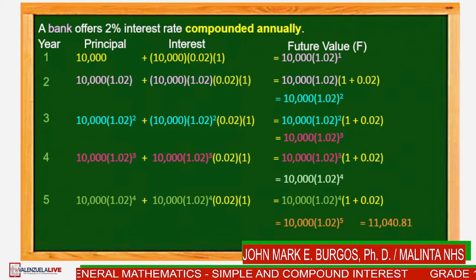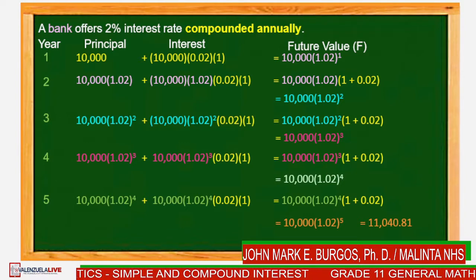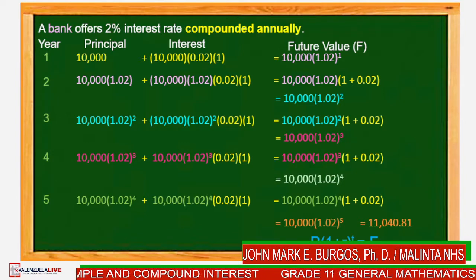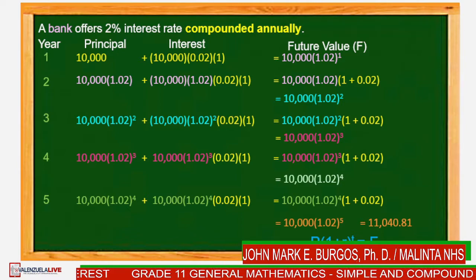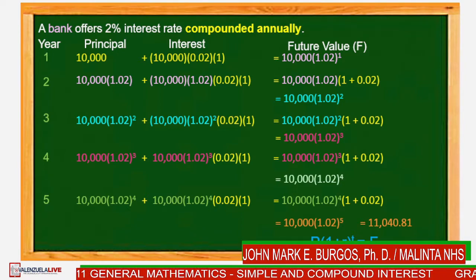If you look at the table, we can derive the formula. The derived formula will be P(1 + R) raised to the power of T is equal to F, or the future value.